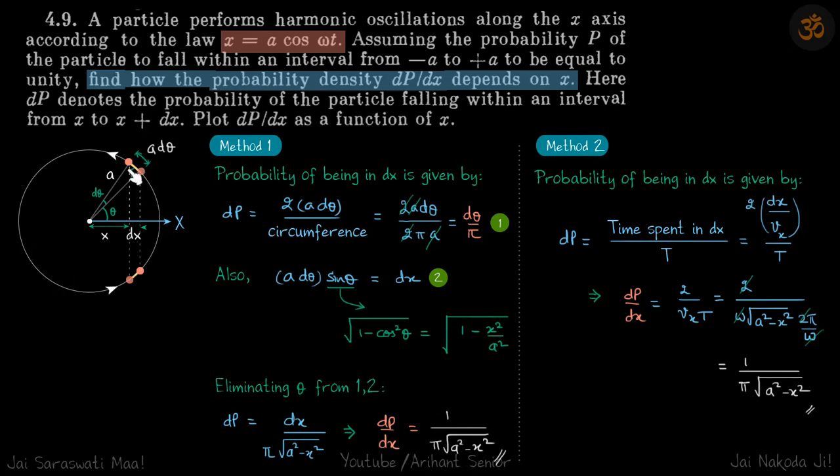So we did it with this phase method, so we understand what's happening. But ultimately what we want to find is dp by dx, so that we can do directly also. So let's see method 2.